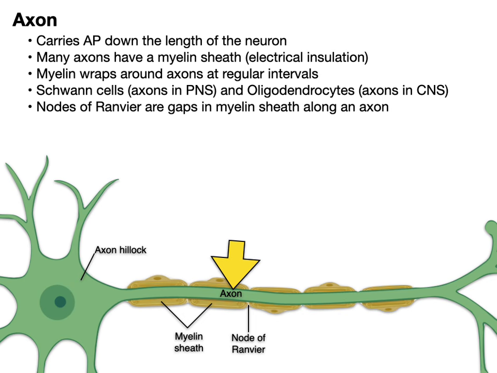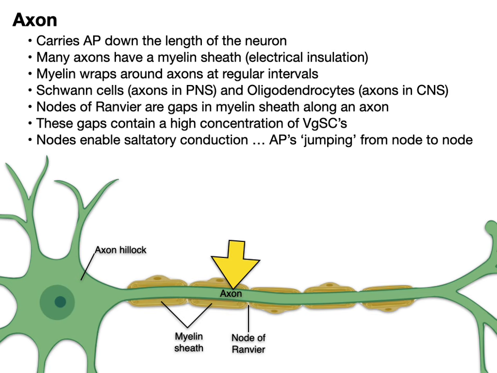The nodes of Ranvier are gaps in the myelin sheath along the axon, regardless of whether it's a peripheral or central nervous system neuron. These gaps contain a high concentration of, again, voltage-gated sodium channels. That is something you're going to see all throughout this discussion of neuron physiology. The nodes of Ranvier enable something called saltatory conduction. Saltatory means jumping, because the action potentials seem to jump from one node to the next, and this is what speeds up the conduction of an action potential. More on that in another video.